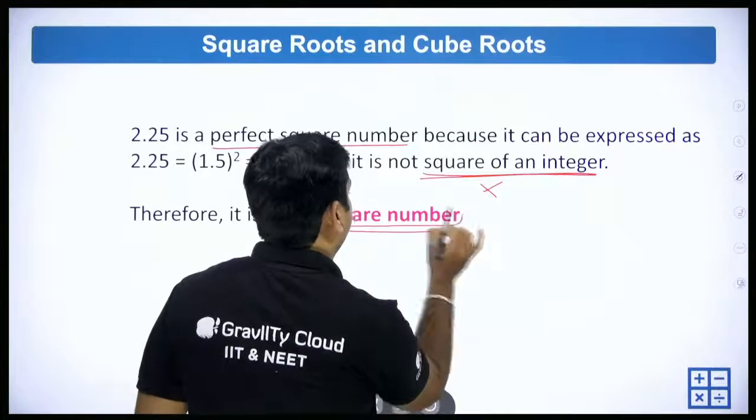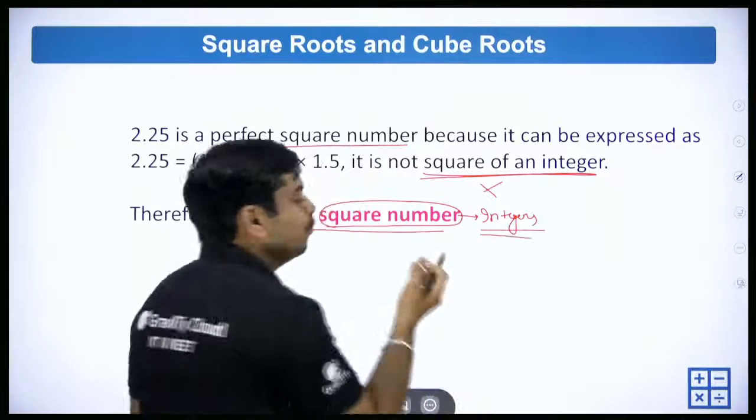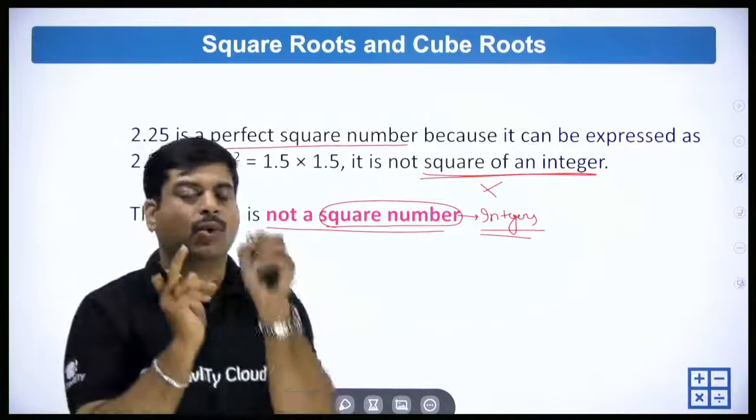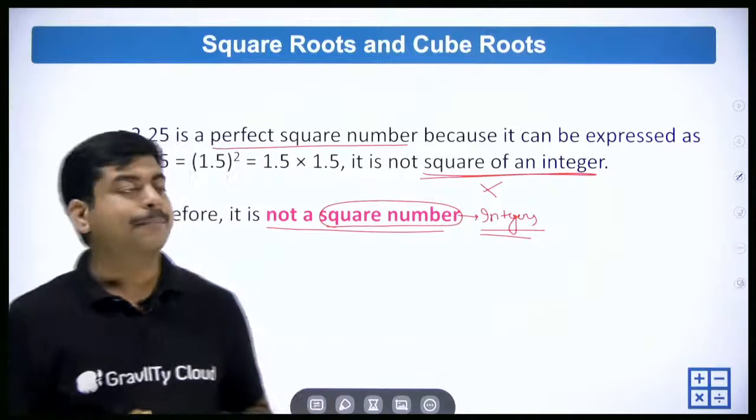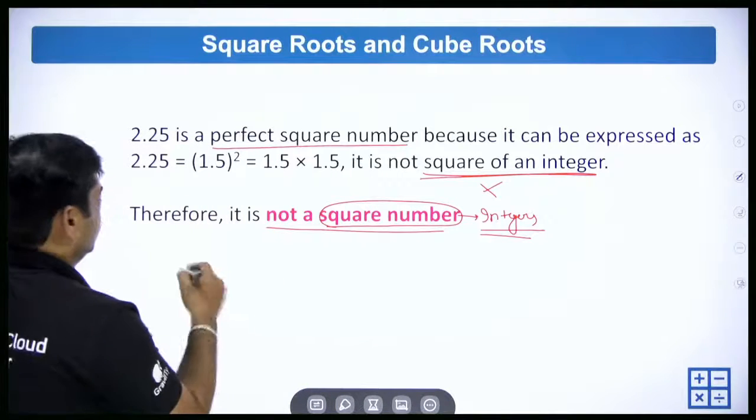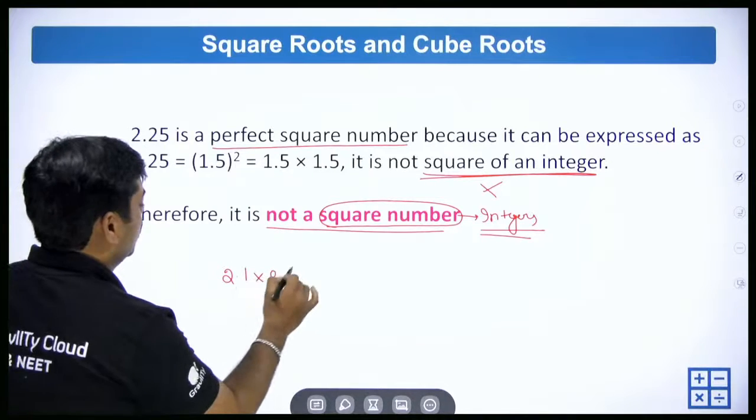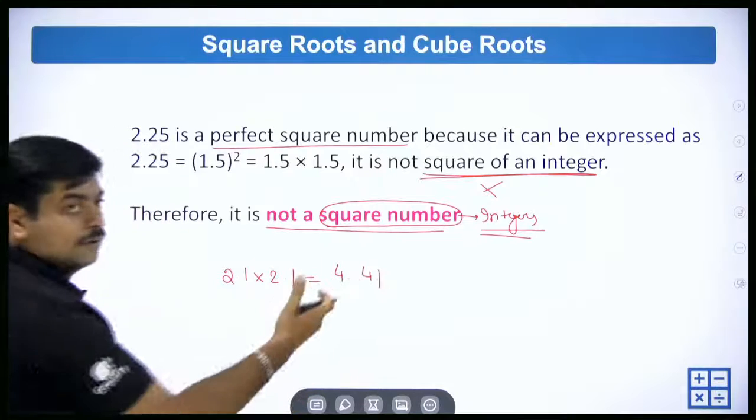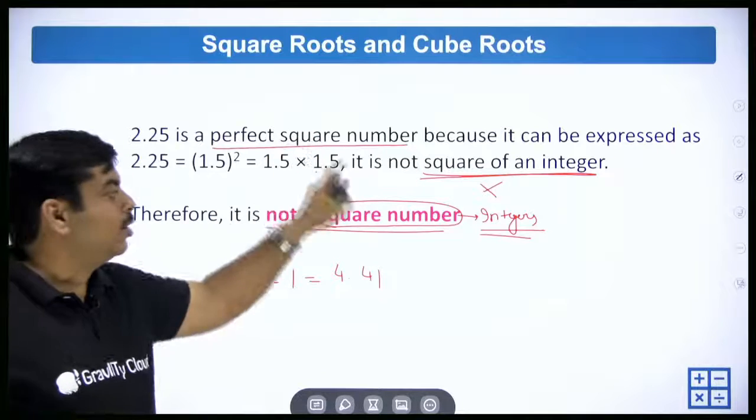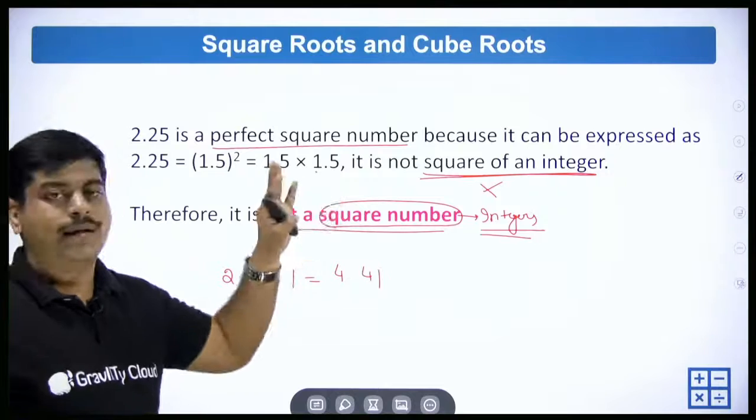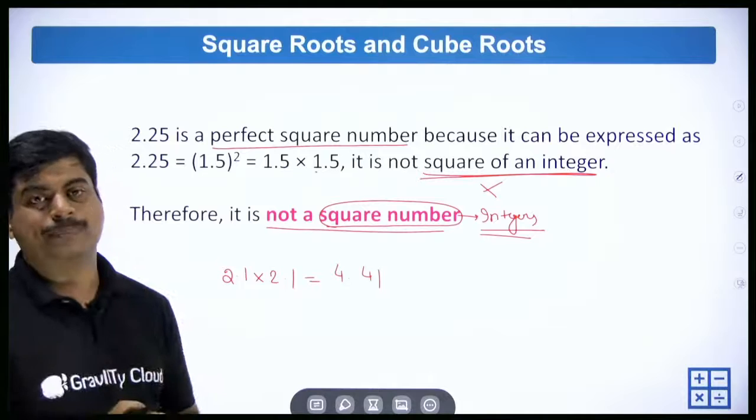Whenever you read square number, you should understand that the term is only reserved for integers. It is only to be used when you have integers. In the same way, as with 2.25, we can take any other example. For example, 2.1 into 2.1, maybe 4.41. Once again, please check that. 4.41 is a perfect square, but it is not a square number. Understand, there is a difference between these two. For a square number, you should always have an integer.